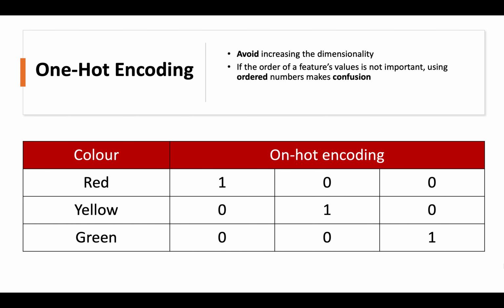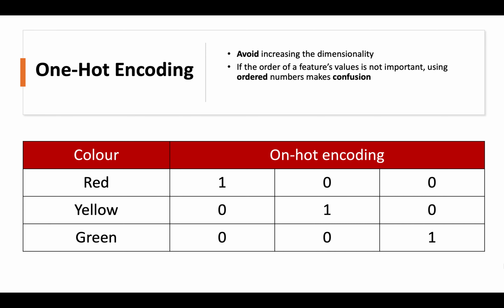And here is a simple example. If you have a categorical feature for colors and this feature has three possible values, red, yellow, green, you can transform this feature into a vector of three numerical values. As you see in this table, red could be 1, 0, 0, yellow could be 0, 1, 0, and green could be 0, 0, 1. And by doing so, of course, you increase the dimensionality of your feature vector.